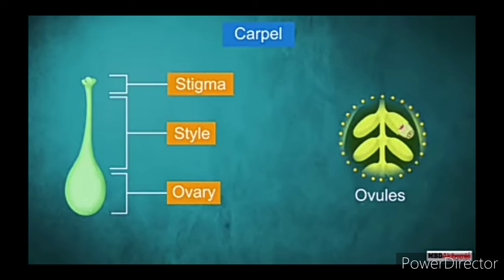The ovary represents the part that contains ovules. The stigma serves as the landing platform for pollen grain. The style is the elongated, slender part beneath the stigma. The basal swollen part of the pistil is the ovary. The ovules are present inside the ovary cavity on the placenta.